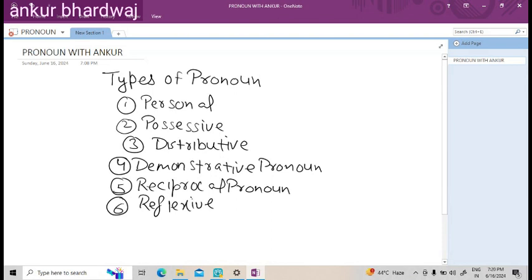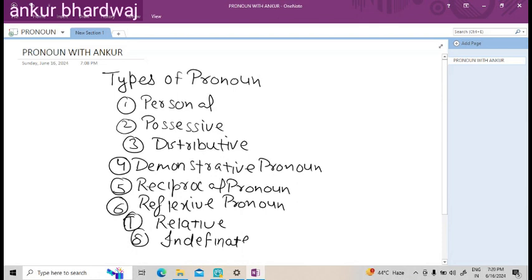The next type of pronoun is, seventh type, relative, and the eighth type of pronoun is indefinite pronoun. And the last type of pronoun is interrogative pronoun. So these are all the types of pronoun.